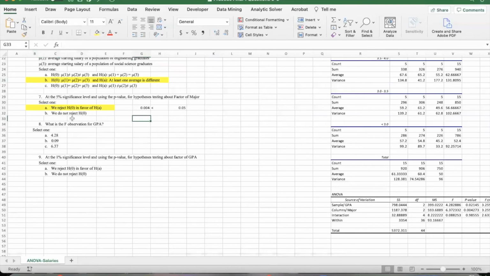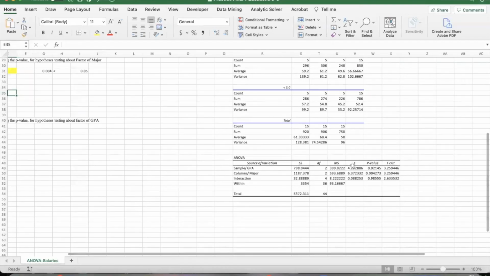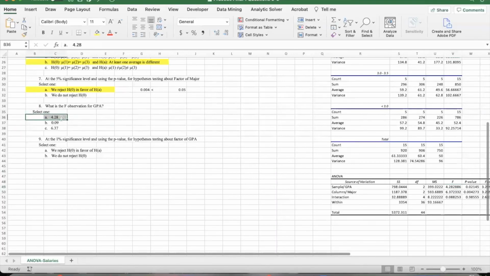8 is saying what is the F observation for GPA? So F observation for GPA, we said this is our GPA. So it's going to be this, 4.28. So A.